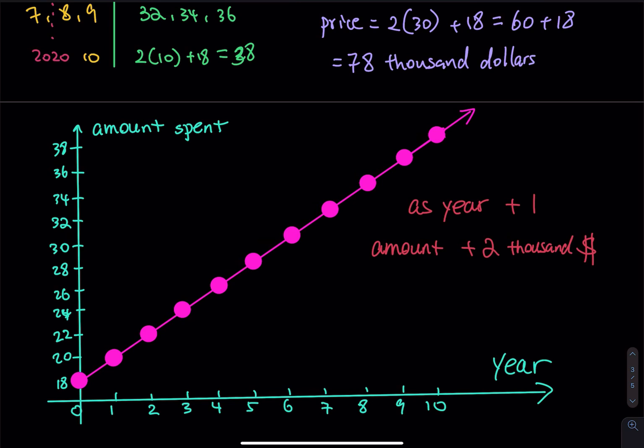And then what does this straight line represent? This straight line represents y equals 2x plus 18. So initially, when x equals 0, we are at 18. That is the y-intercept, the point on the y-axis. So each year you have to pay an additional $2,000 to buy a car. So that's how you plot all the points and then you connect them to get a straight line.